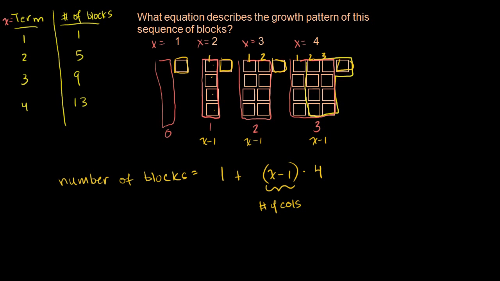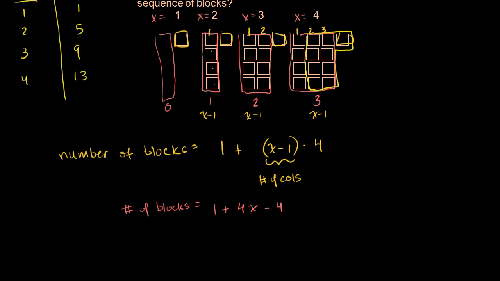So let me write this. Let me simplify this a little bit. If I were to multiply 4 times x minus 1, I get the number of blocks being equal to 1 plus 4 times x. I have to distribute it. 4 times x is 4x. And then 4 times negative 1 is negative 4. So that's equal to the number of blocks. And then we could simplify this.